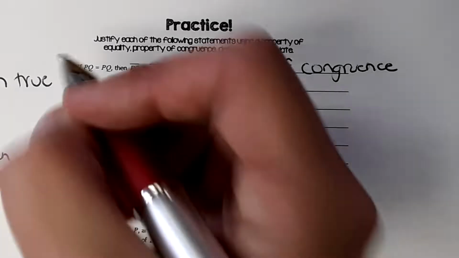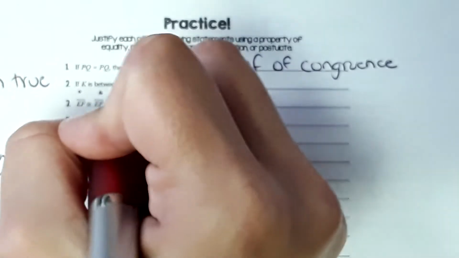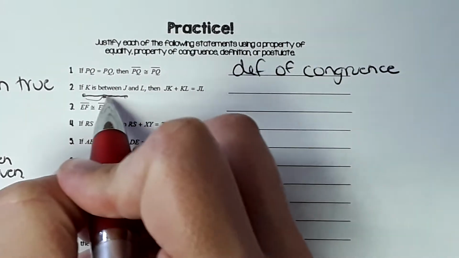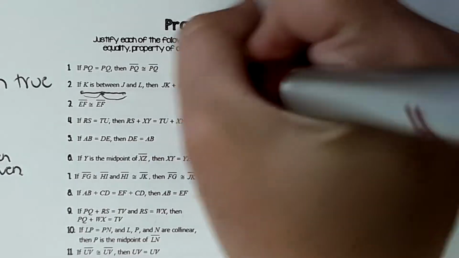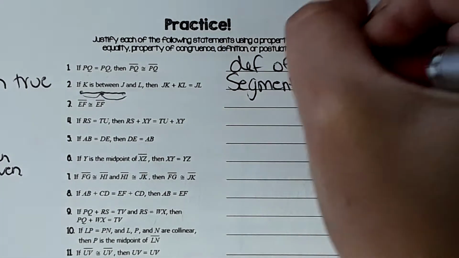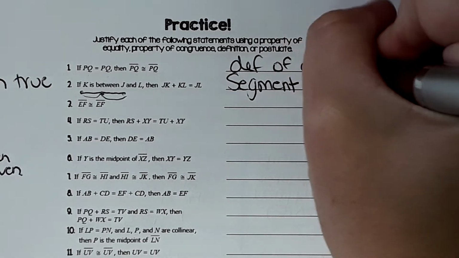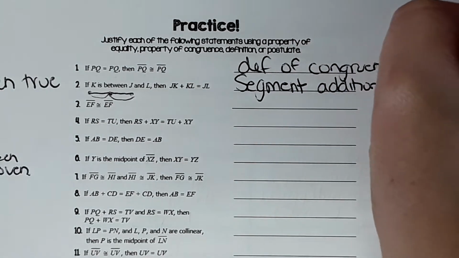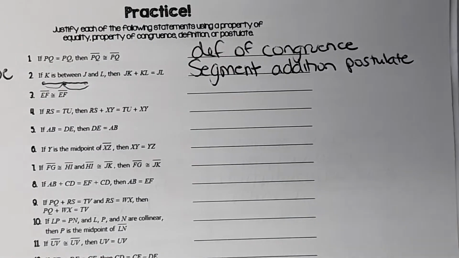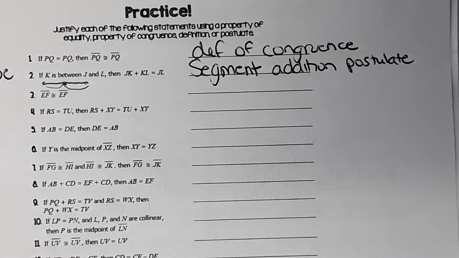Number 2, it says if K is between J and L, like in a line segment, then JK plus KL equals the entire thing. That is called segment addition postulate. And we will start abbreviating here in a second. I just want to make sure that you know the whole thing first.